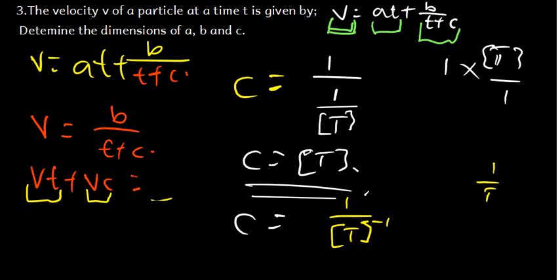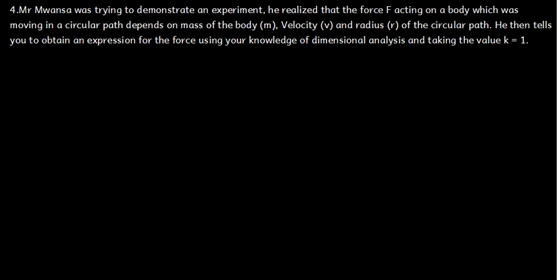Okay, so let's go to the next question. The next question is saying Mr. Mansa was trying to demonstrate an experiment. He realized that the force F acting on a body which was moving in a circular path depends on the mass of the body m, velocity v, and the radius r of the circular path. He then tells you to obtain an expression of the force using your knowledge of dimension analysis.